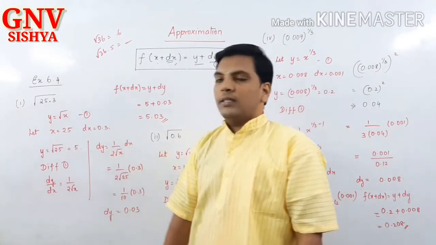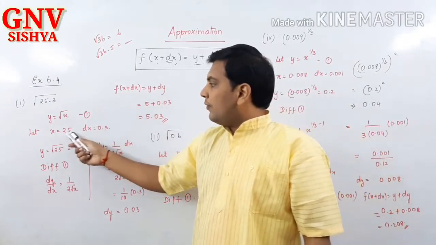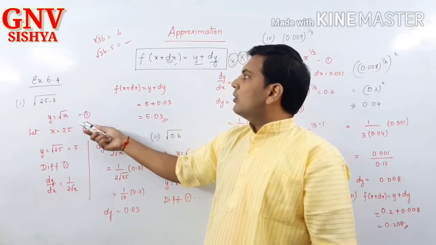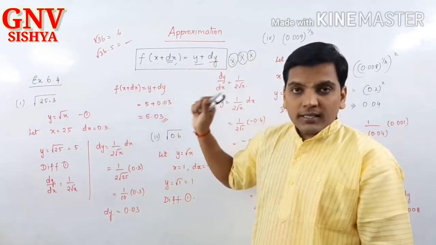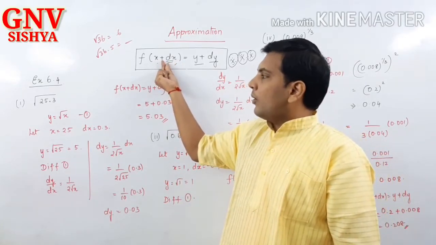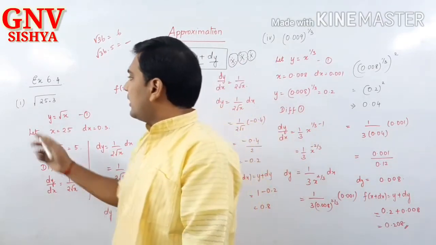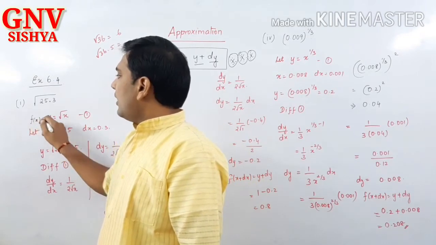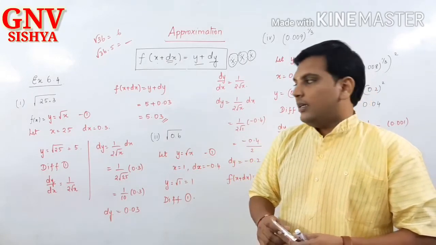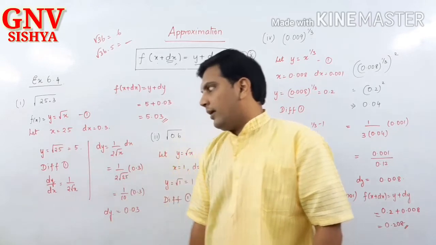If I add, I'll get x plus dx, correct? I'll get f of x plus dx. So 25 plus 0.3 will give you 25.3. So f of x plus dx is root of 25.3. If I combine these two, I'll get 25.3. y is nothing but f of x, which is equal to root x. Now, instead of this x, I am substituting 25. So I will get 5.